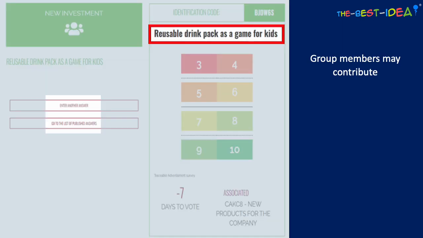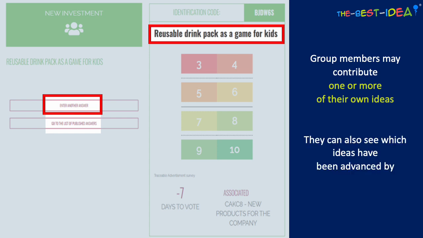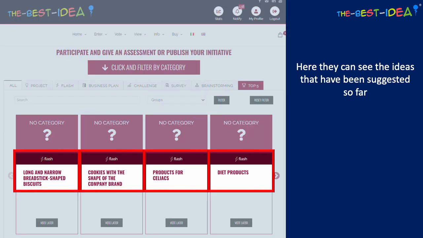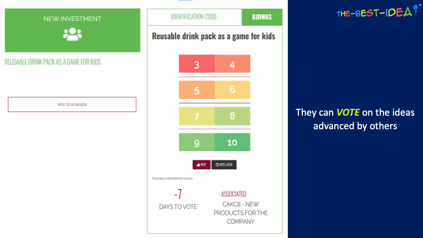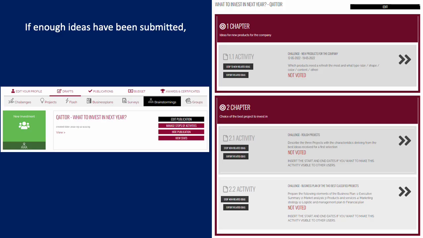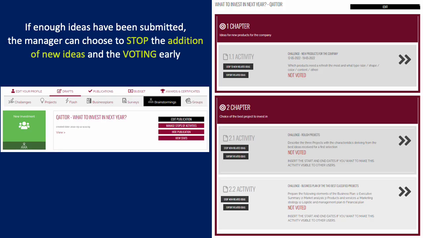Group members may contribute 1 or more of their own ideas, and they can also see which ideas have been advanced by others. Here they can see the ideas that have been suggested so far, and to which they are invited to respond and vote. They can vote on the ideas advanced by others. If enough ideas have been submitted, the manager can choose to stop the addition of new ideas and the voting early.